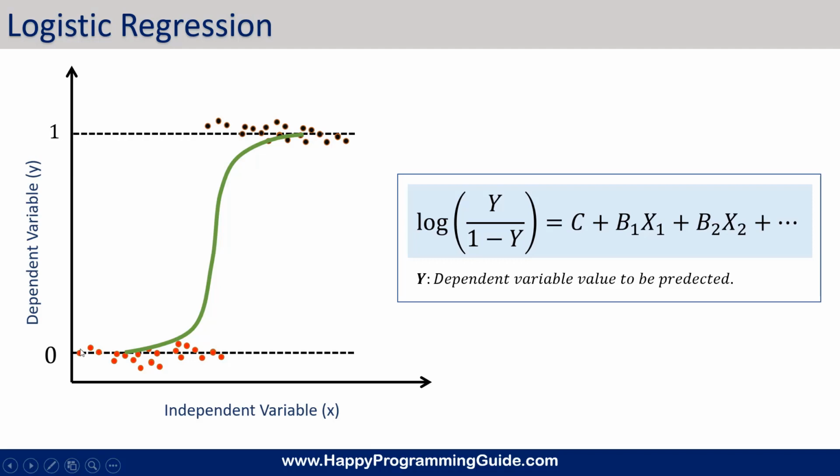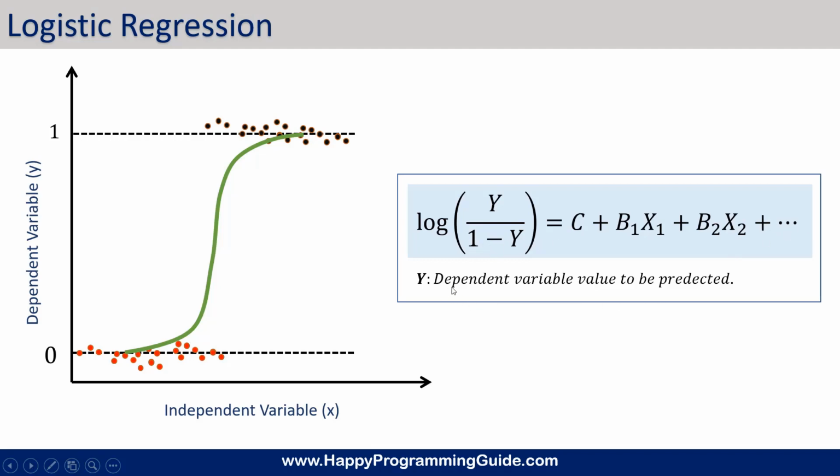For a logistic regression problem, if we try to plot the relationship between dependent and independent variable on graph paper, it comes out to be a curve and not a straight line. And this curve is known as the sigmoid curve. The equation for the logistic regression algorithm is log of y divided by (1 minus y) = c + b1 x1 + b2 x2 and so on. Here y is the dependent variable value to be predicted in logistic regression.